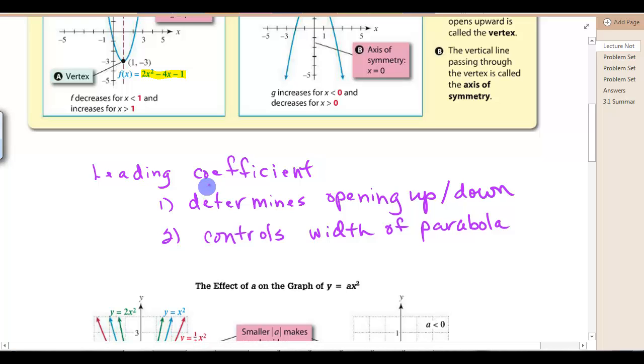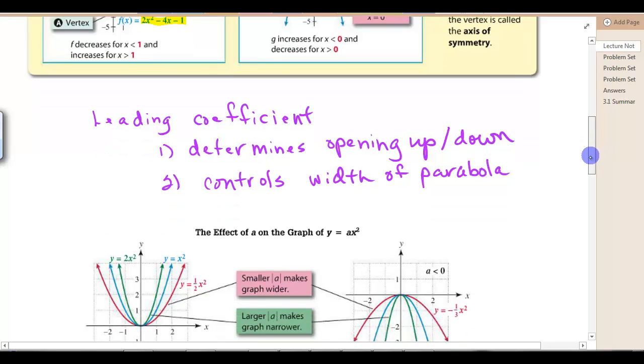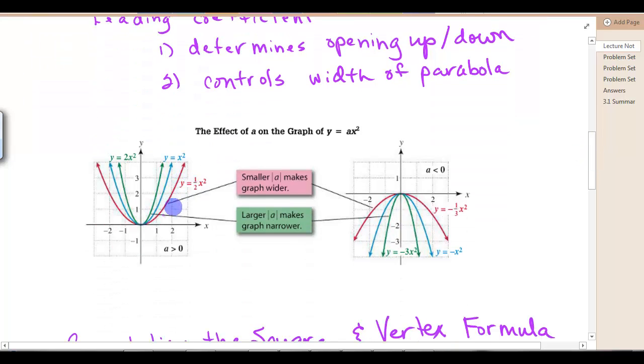All right, we talked about that a value, the leading coefficient, determines whether it opens up or down. It also controls the width of the parabola. Let's look at here. This green one is y equals 2x squared. The blue one is a basic y equals x squared. So the smaller the absolute value of a makes the graph wider. So here's this red one, 1/2 x squared. So the smaller the number, the wider the graph gets. The bigger the number, like if you had 8x squared, you'd go even more like that.